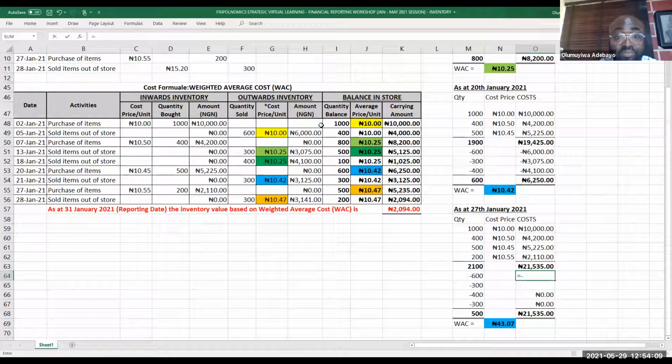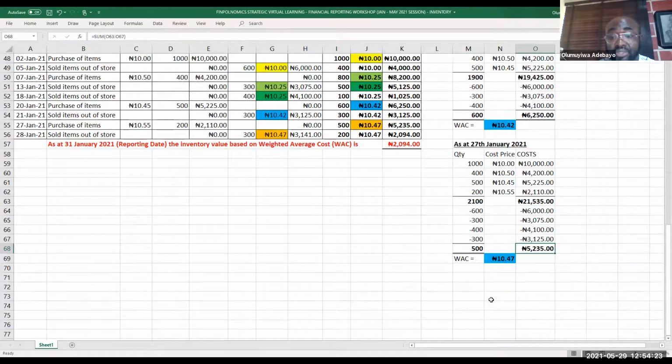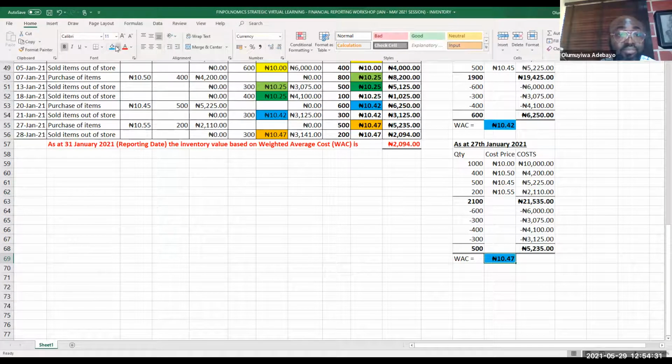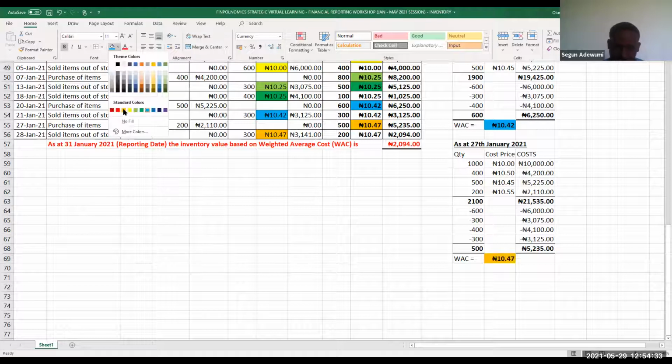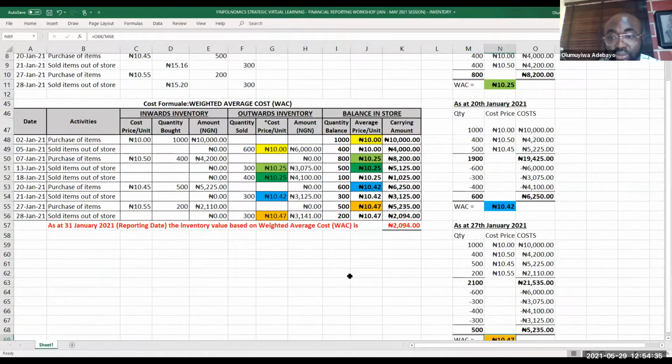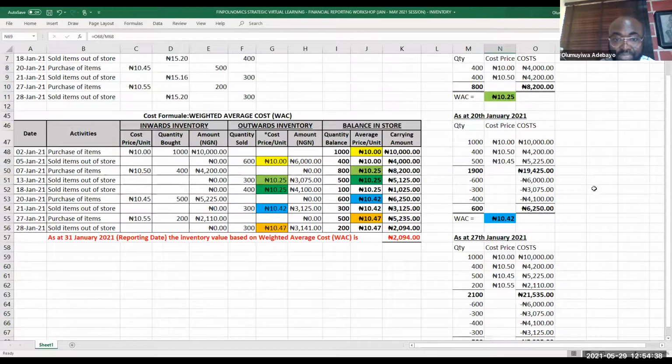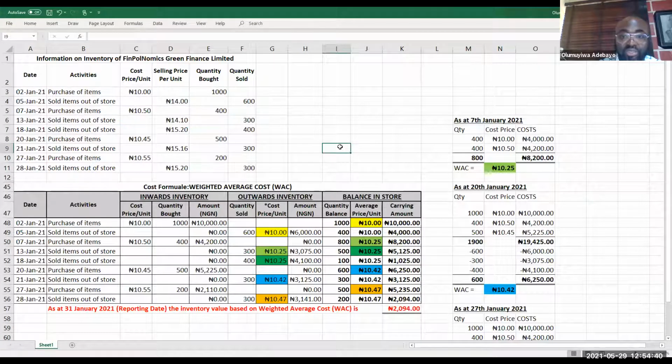Now, at what value? 6,000, 3,075, 41, and 3,125. And what do you have? 1,047. Does it make sense now? Yes. That is what we are saying. That is what weighted average tries to achieve. Is that okay?